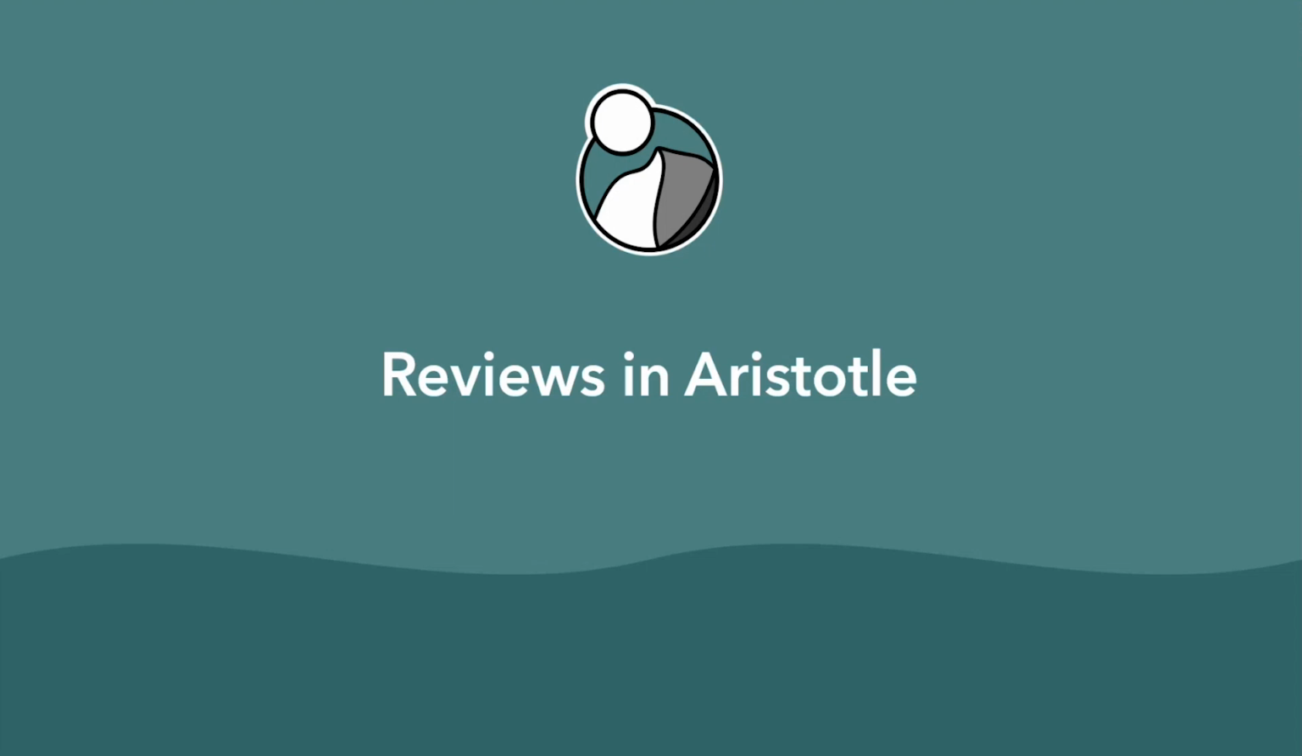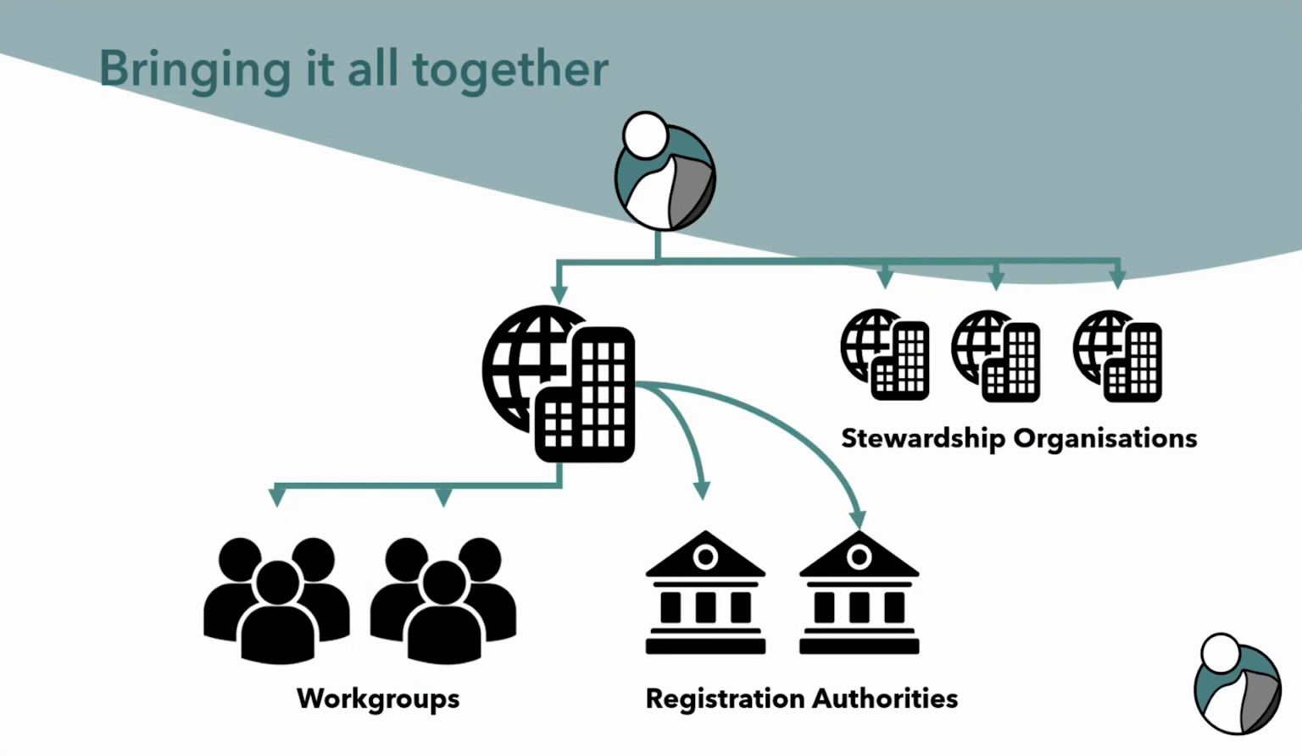So we're talking about reviews in the registry and all of these different roles and groups. This is just a quick slide to show you how it all fits together in the registry. At the top, we've got the Aristotle registry, and below are all the different groups that belong to the registry. Over here is where all of the metadata is developed, and we've got the core work groups. Over here, we've got registration authorities, which approve all of the work that's being done, and they all sit under a stewardship organisation. Within each of these groups, there are different roles.